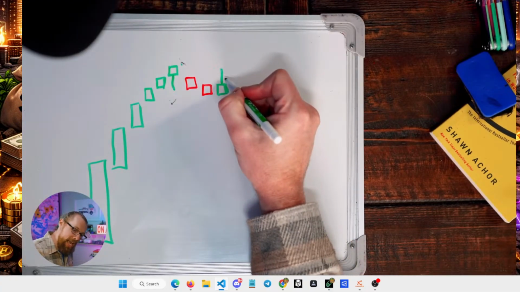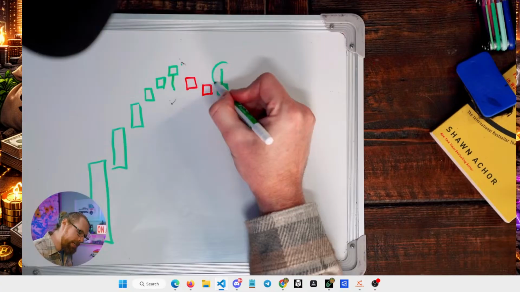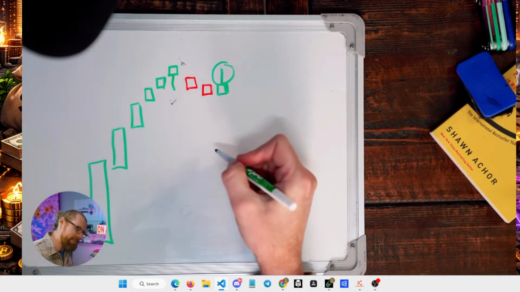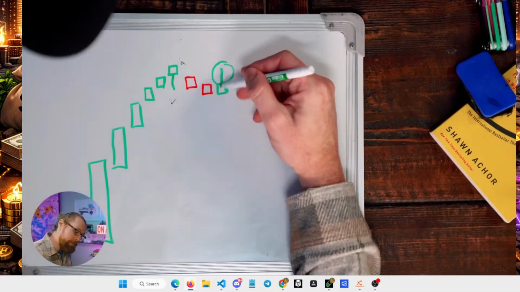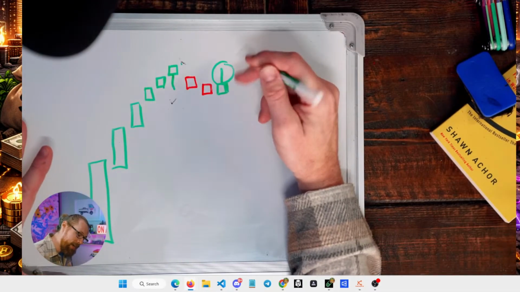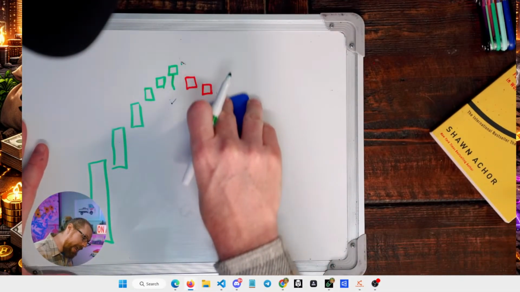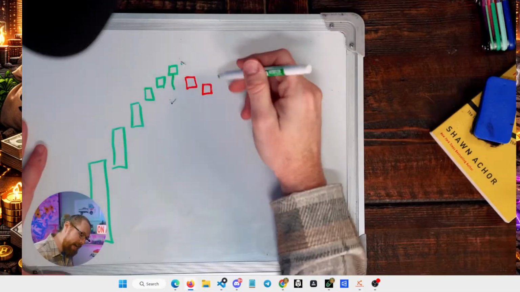The topping tail is bearish. In fact, anytime you see an upper candle wick, that's a bad thing. Generally, it's not good. It's bearish. It means that the price pushed up, but came right back down. So unfortunately, a bearish candle like this is not good.